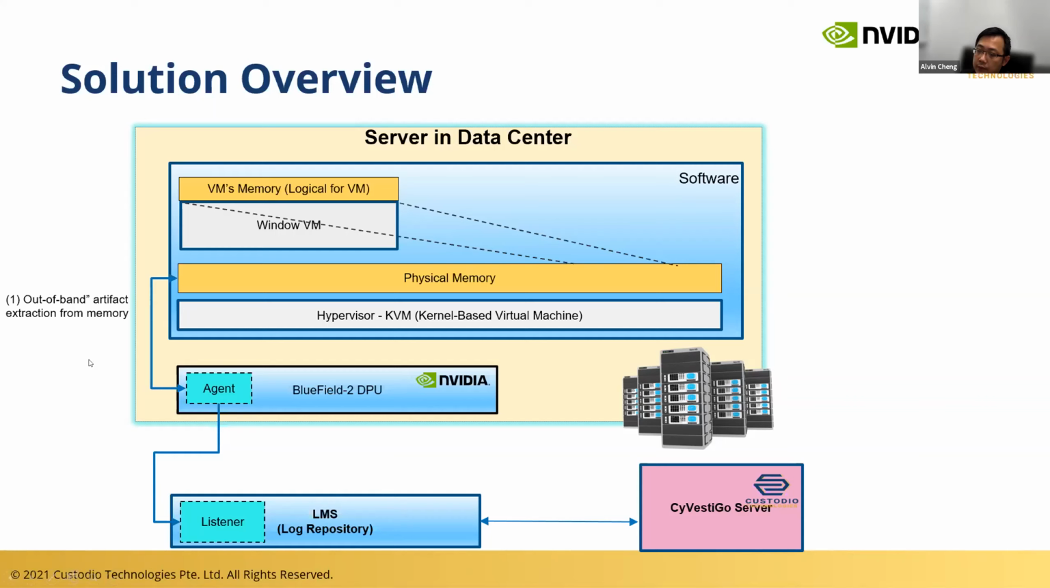Okay, the first step is to extract the artifacts from memory using the agent running on the DPU cards. Everything is out of band, and it's at line speed, very fast. In seconds, you will actually extract the artifacts of interest. Then the agent will actually be able to parse the artifacts extracted from memory. There is a lot of different memory structure to understand by the agent, and the agent is able to have the logics to understand the structure and to parse it out in the form of logs.